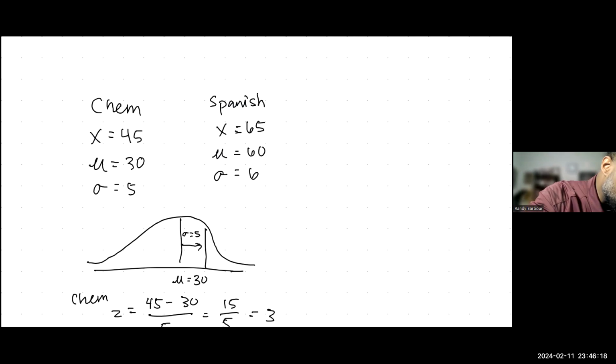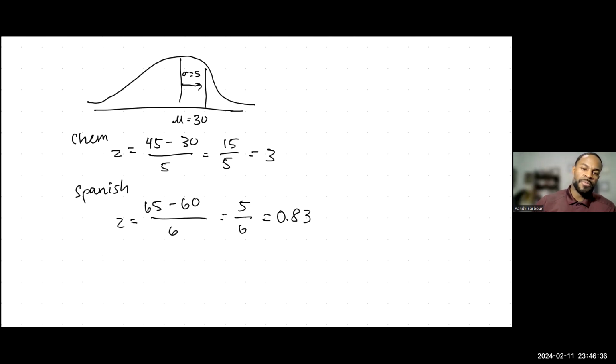And given this information, you already know and can see that this is going to be way less than 3. So 5 divided by 6 gives you 0.833 repeating. Okay. So here is this information here. Right. So 3 standard deviations above the mean, that's very, very high. He has less than a standard deviation above the mean. Right. So 0.83 is a little bit less than 1 standard deviation above the mean. He's doing a lot better in his Chem class than he is on his Spanish.